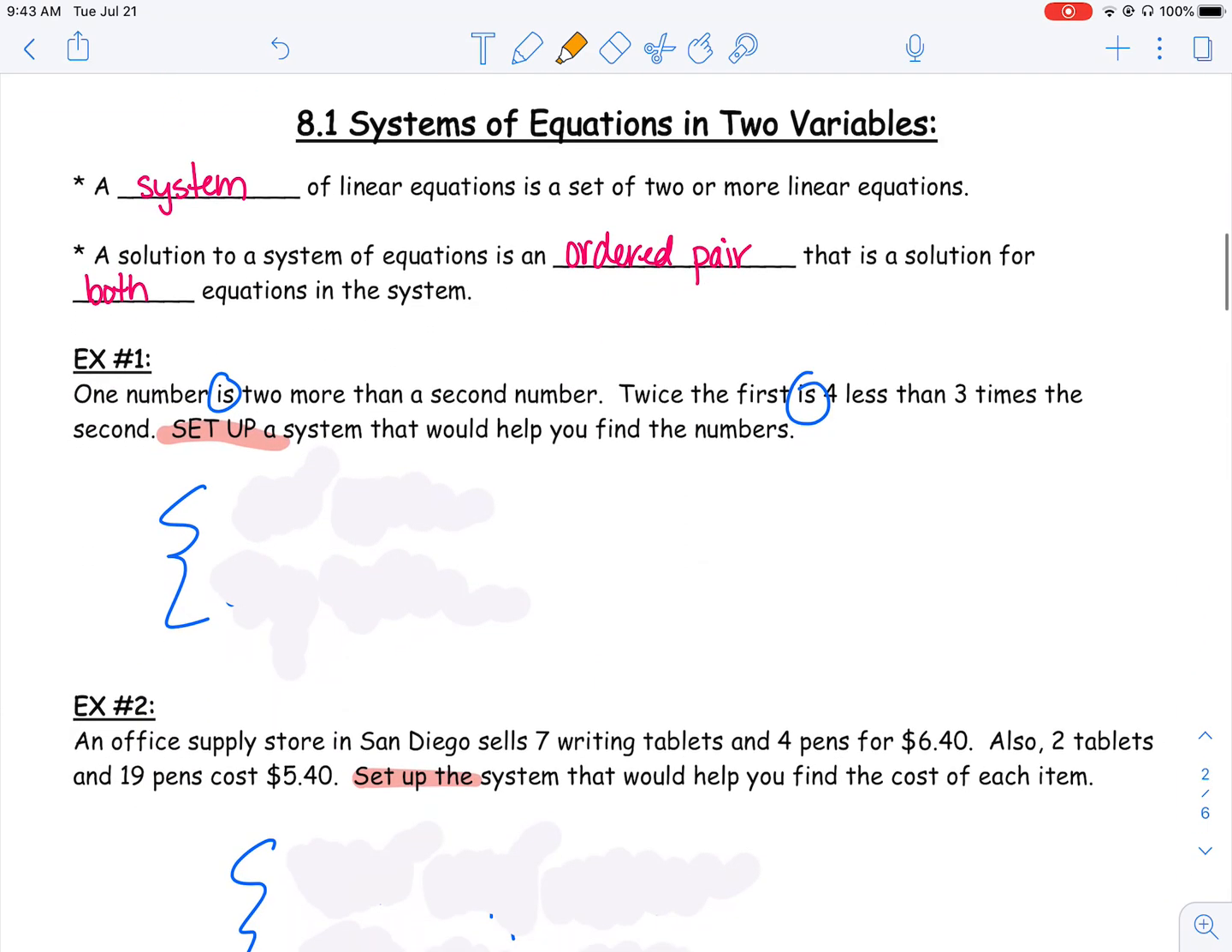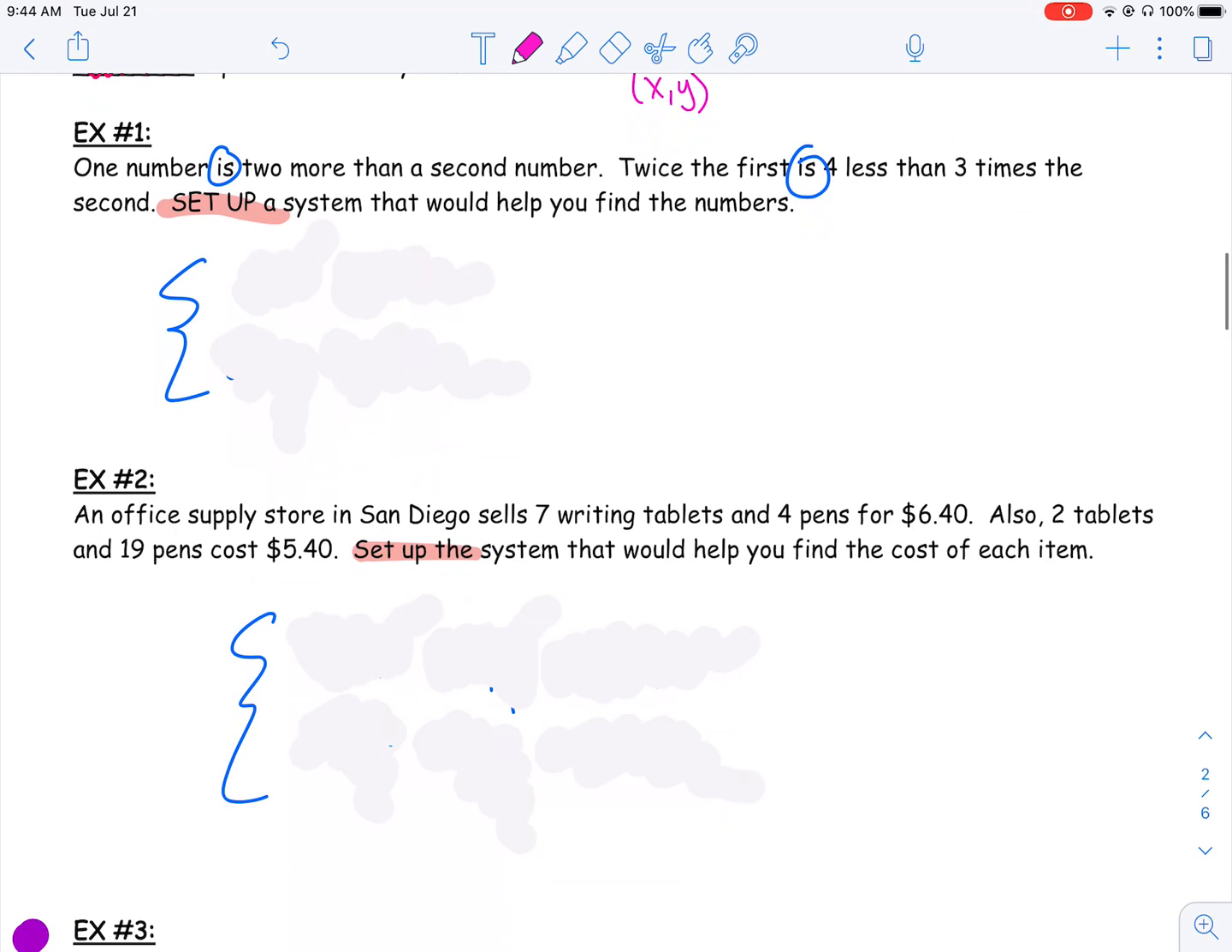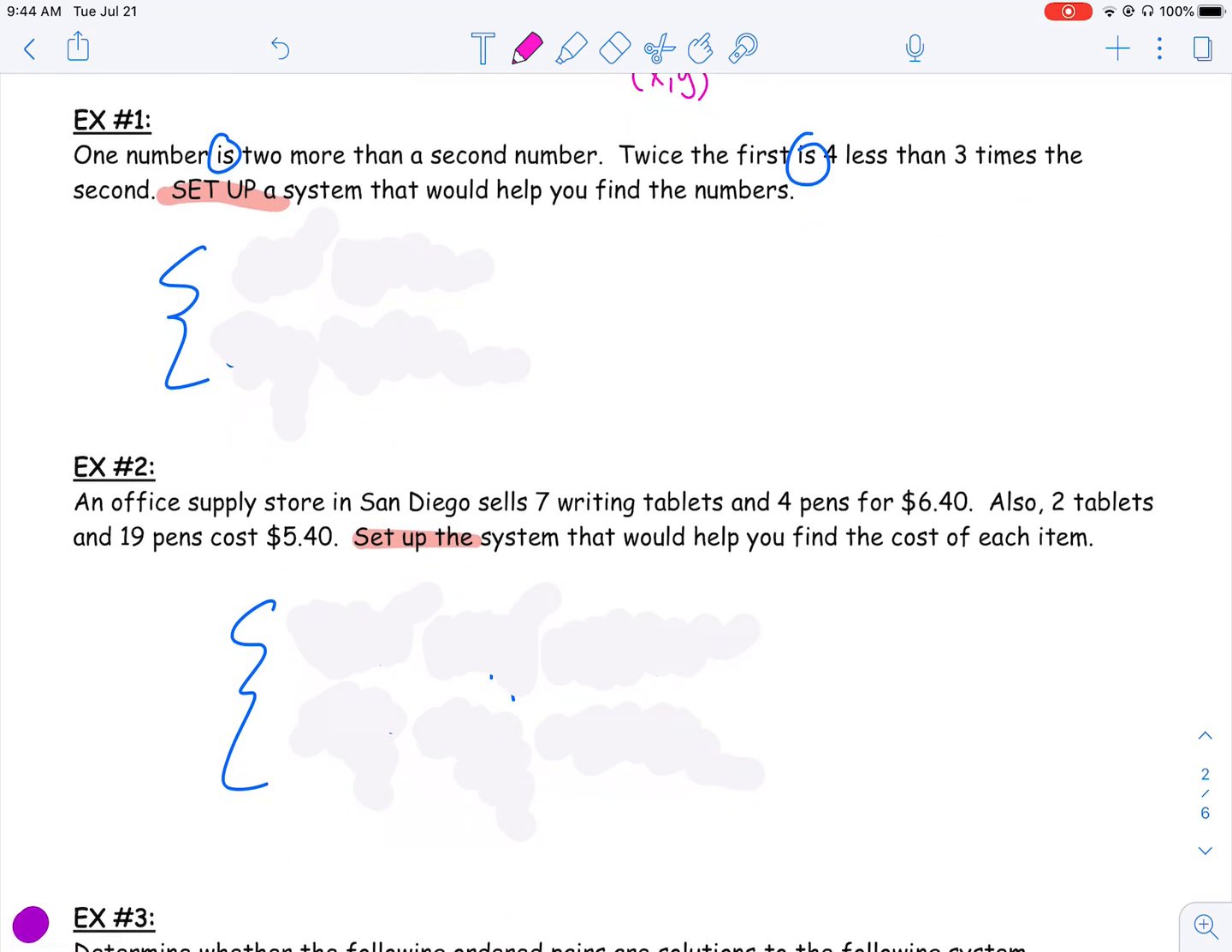Let me show you. It says here that a system of linear equations is a set of two or more linear equations with an x and a y, or two variables. A solution to a system of equations is an ordered pair, remember a point, an x comma y, that is the solution for both equations in the system. So it's the x and the y that work for both equations. So let's first start off by taking some word problems and interpreting them and writing a system of equations. And then in the next few videos, we'll actually solve a couple of different systems of equations.